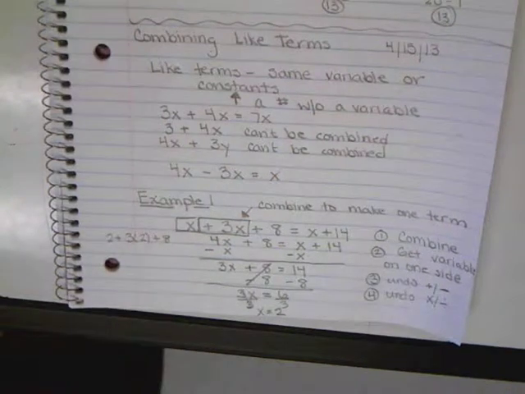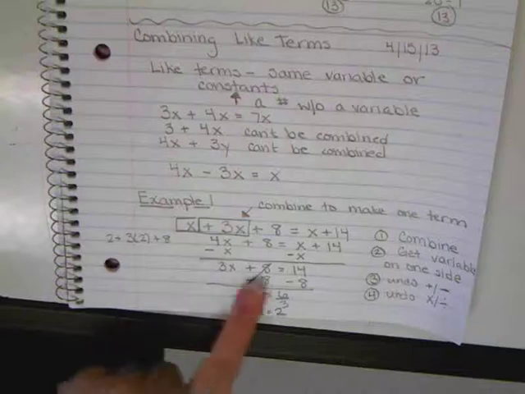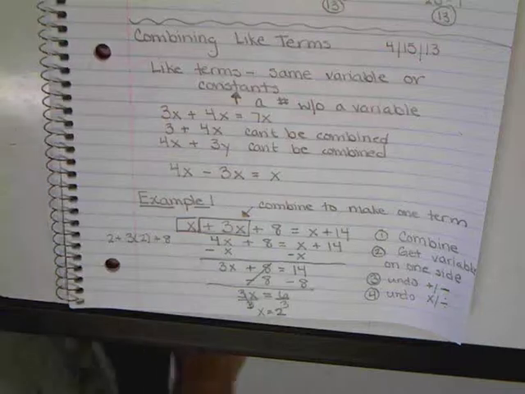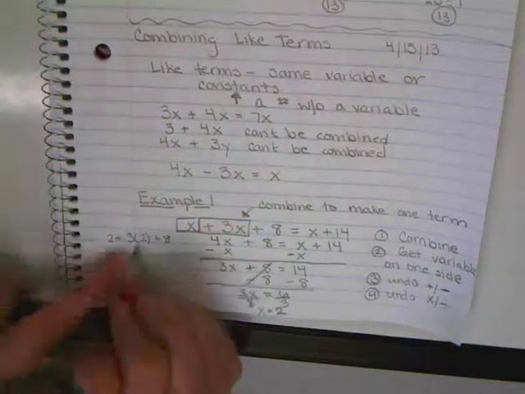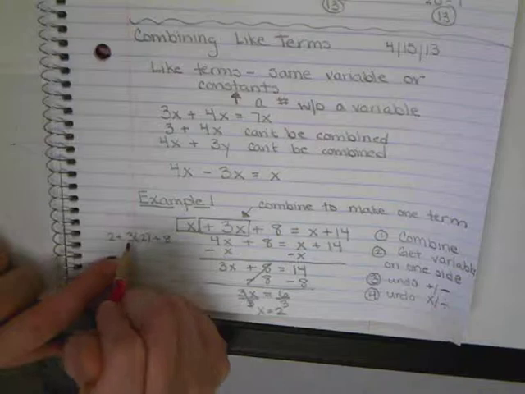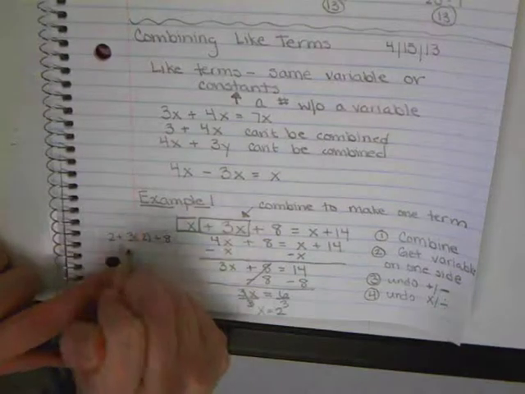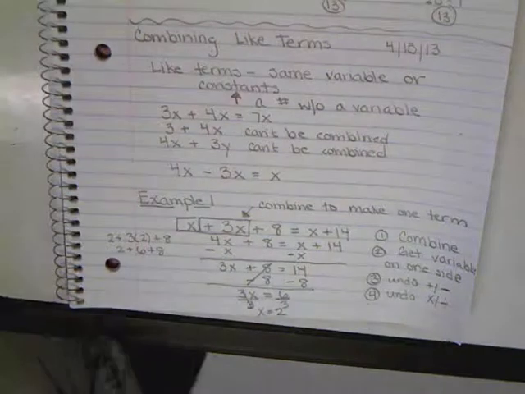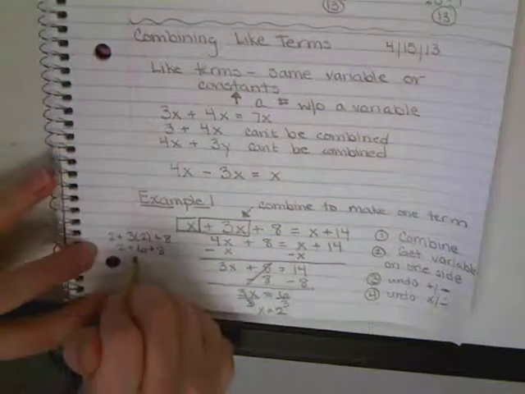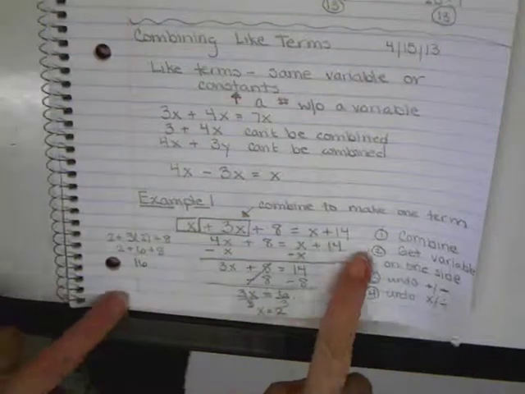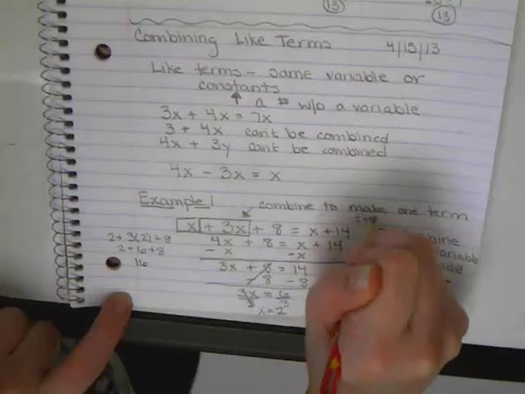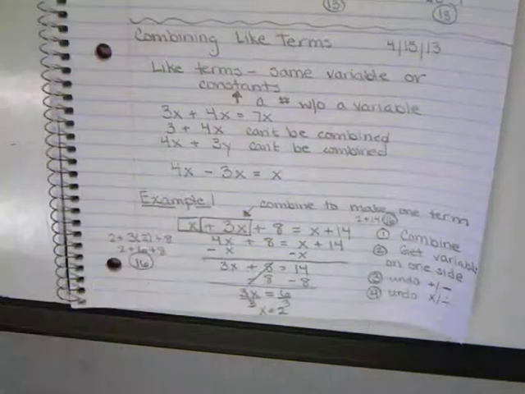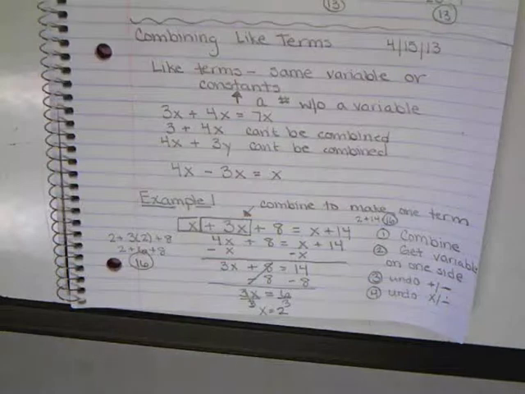No. I didn't follow the order of operations here. So what do I do first when I'm checking? 3 times 2 is 6. So now I really have 2 plus 6 plus 8. 2 plus 6 is 8. And 8 plus 8 is 16. And then on the other side I had x plus 14, so 2 plus 14 equals 16. Are both sides equal? Yes. Then I know I solved my equation correctly.